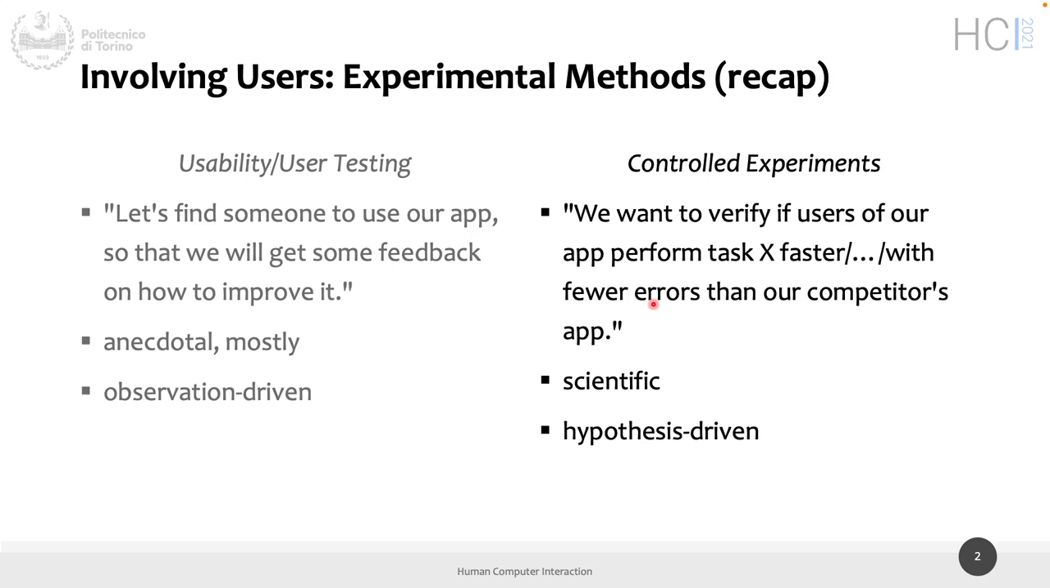In control experiment, we formulate a hypothesis. We make a hypothesis that our to-do application is faster than another application or another version of the application. And this is our hypothesis. This is our bet. And we want to demonstrate that bet in general.